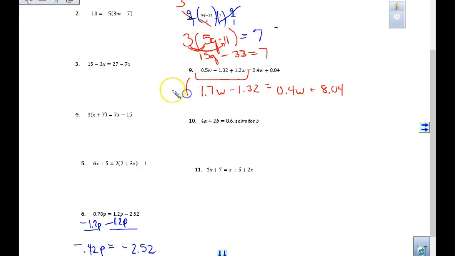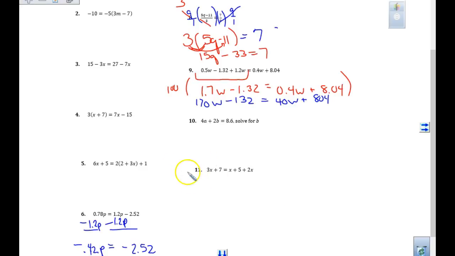Now, I myself, when I have all these decimals, seem to make fewer mistakes if I actually multiply everything by 100 and don't have decimals. I myself would prefer it that way. You don't have to, but I do need to now see your work for how you solved it. If you did multiply by 100, you would have had 170w minus 132 equals 40w plus 804. And now I need to move all the w's on one side and all the numbers, and I should be able to finish that problem.